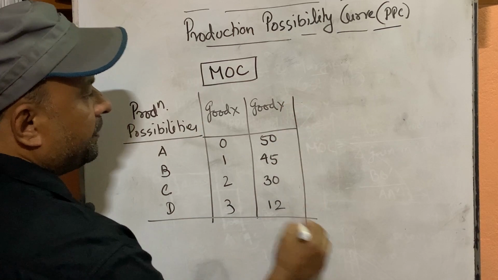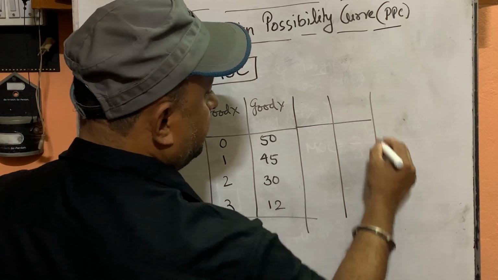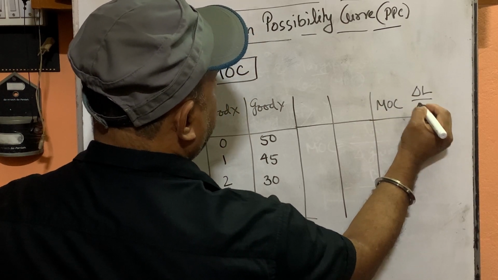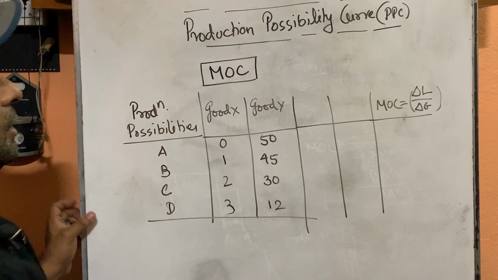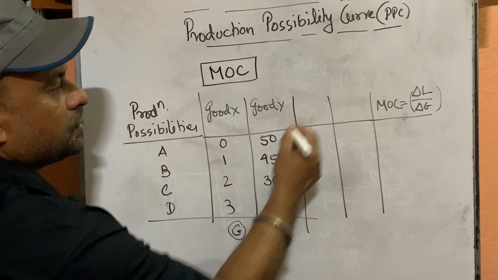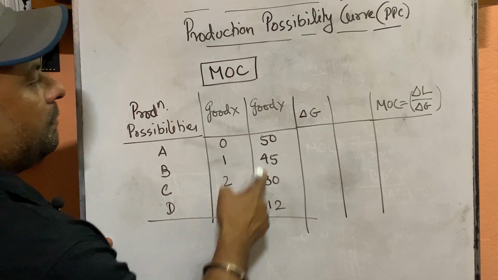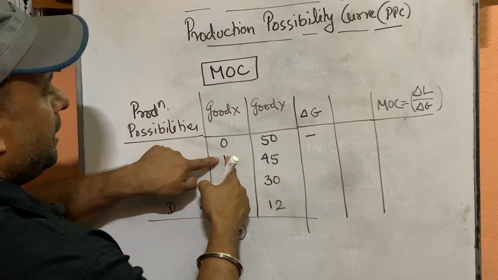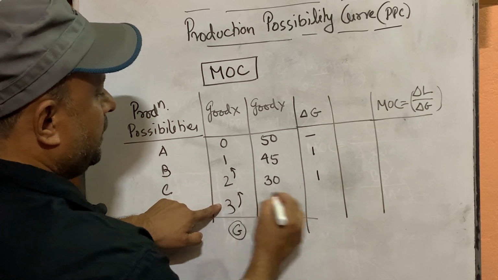Okay. Now, how to calculate MOC? The MOC formula is delta loss by delta gain. This is the formula of marginal opportunity cost. Now where is loss, where is gain? Here it is gain, because production is increasing here. So delta gain we have to calculate from here, just like calculation of cumulative frequency. First one is dash, second one 1 minus 0, 1, 2 minus 1, 1, 3 minus 2, 1.